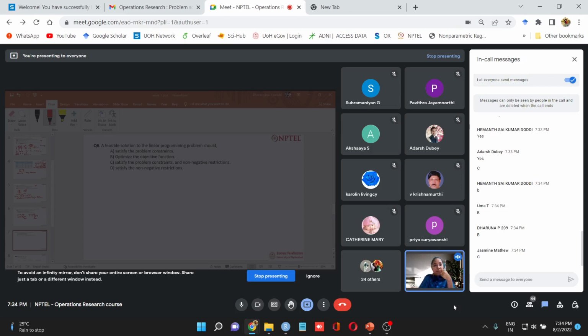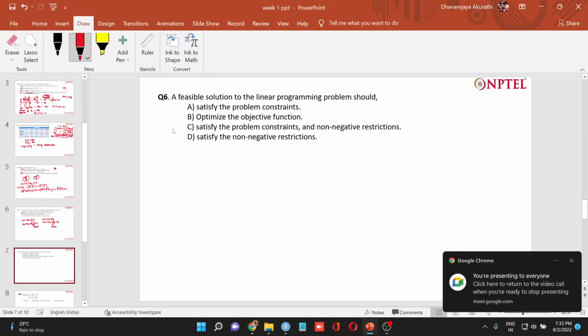Who said option B is not correct? Since optimizing the objective function means the best feasible solution, we can say it is an optimal solution, the optimized feasible solution. But generally the feasible solution must satisfy all the problem constraints and also the non-negative restrictions. Both have to be satisfied. That is a feasible solution. Option C is correct.